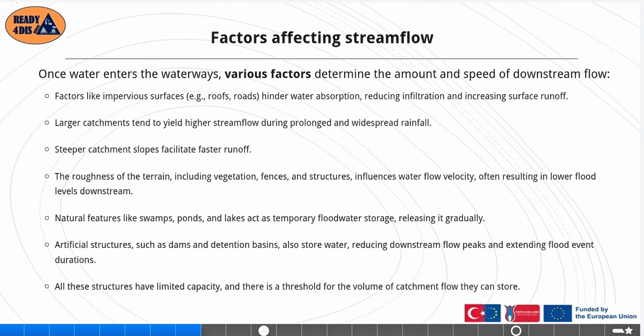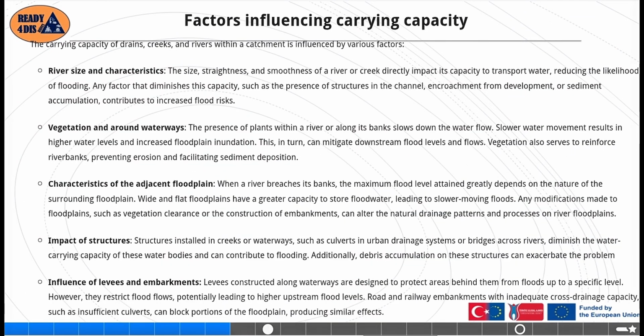Natural areas like ponds and swamps temporarily hold floodwater and release it slowly. Similarly, artificial structures such as dams and detention basins help manage flow but have limited storage capacity. The carrying capacity of drains, creeks, and rivers is influenced by various factors. River size and characteristics such as its width, shape, and smoothness affect how well it can carry water. Anything that reduces this capacity, like built structures, urban development, or sediment buildup, raises the risk of flooding.